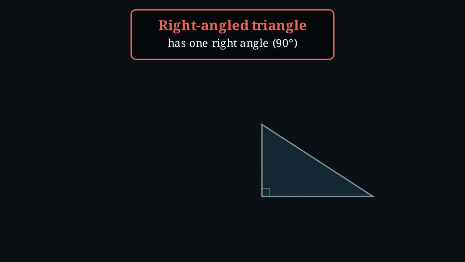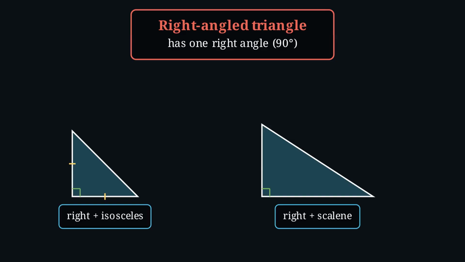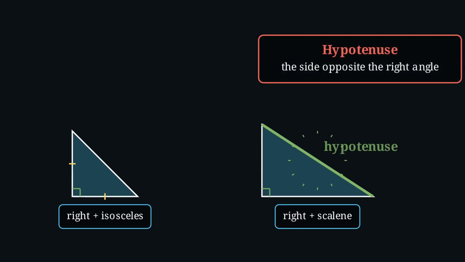One more family member, sorted not by sides, but by an angle. A right-angled triangle has one right angle, 90 degrees, the square corner mark. And because it's an angle that sorts it, it can also be isosceles. See, two ticks and the corner, or scalene. Now its famous side, look opposite the right angle. That side has a name of its own, the hypotenuse.